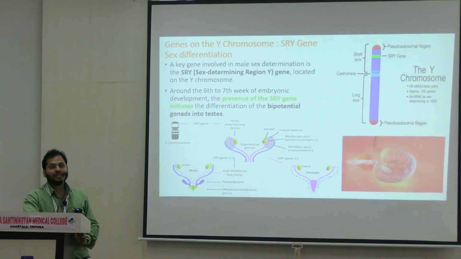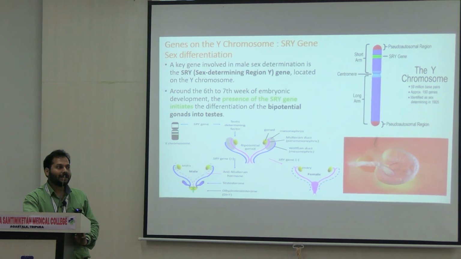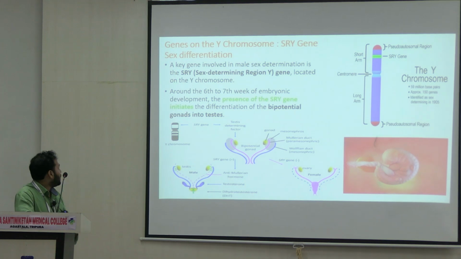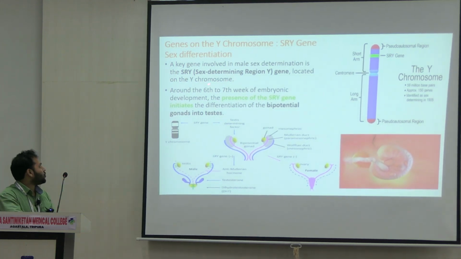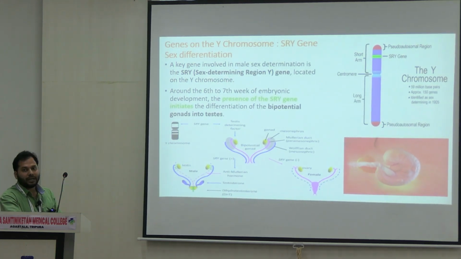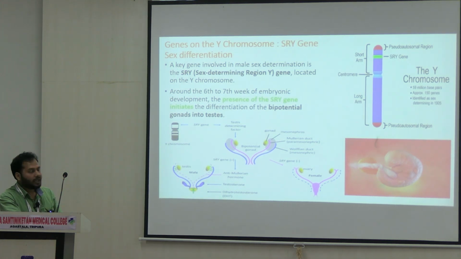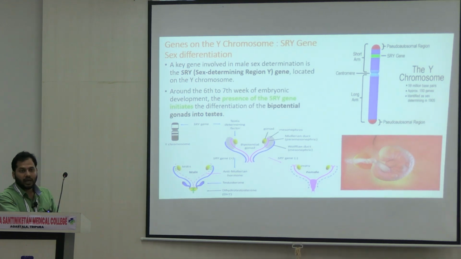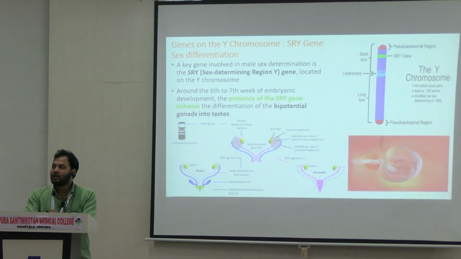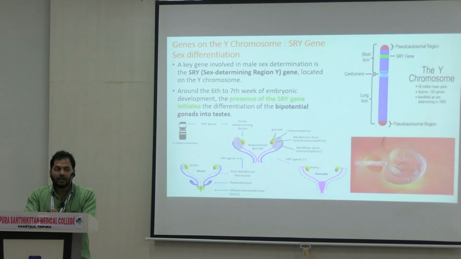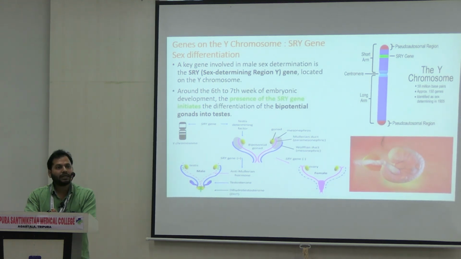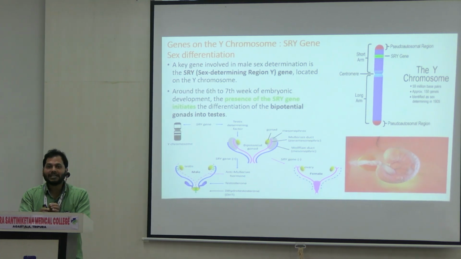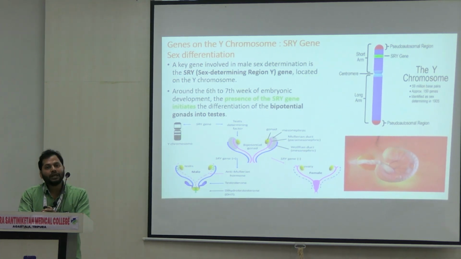Now, how does this SRY gene take part in the determination of sex? See here, this SRY gene is also known as sex determining region Y. And this SRY gene is located on the Y chromosome. If you see the role of that SRY gene, we can see it takes part in the differentiation process, mainly in a specific period of embryonic development.